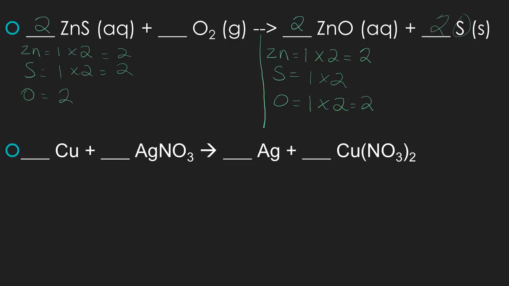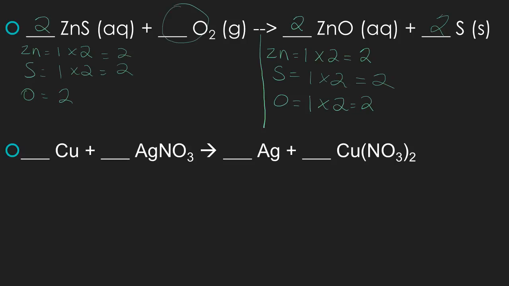I ask myself, does anything else get multiplied by 2 when I put that coefficient? The answer is no, because S is just by itself here as an element. So I can finish updating my count, which is 2, and if I go back and check, now everything is good.